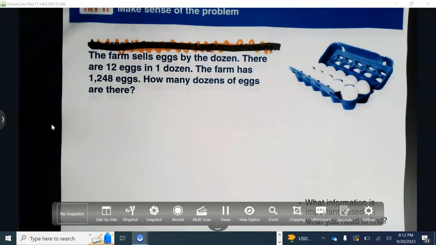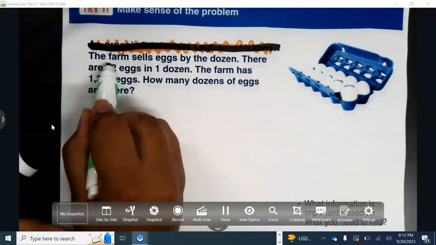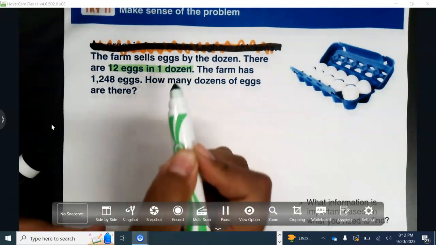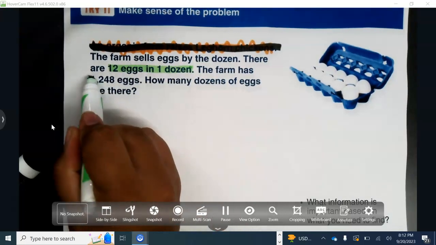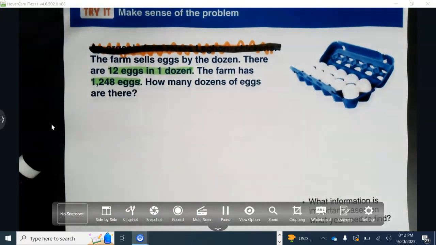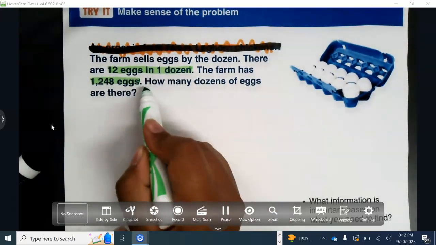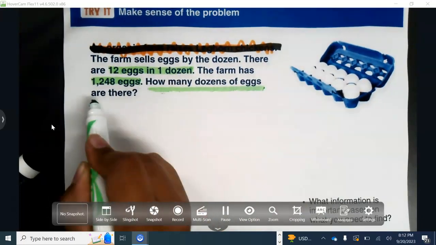So I'm going to use my green marker because I want to remember that. So there's 12 eggs in 1 dozen. All right, and then the farm has 1,248 eggs. So we need to figure out how many dozens of eggs are there.